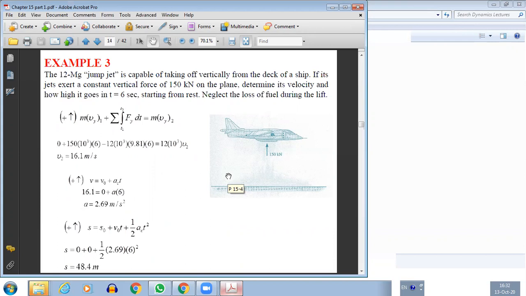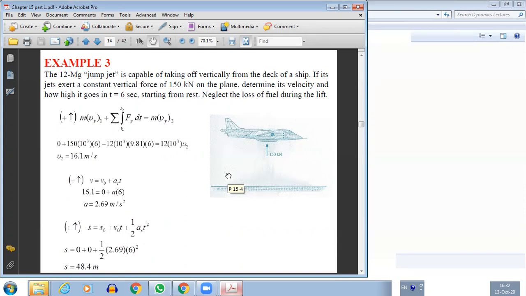The 12 megagram jump jet is capable of taking off vertically from the deck of a ship. If its jet exerts a constant vertical force of 150 kilonewton on the plane, determine its velocity and how high it goes in t equals 6 seconds starting from rest. Neglect the loss of fuel during the lift.